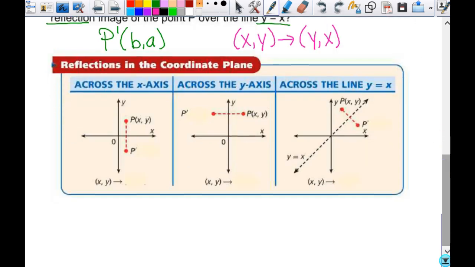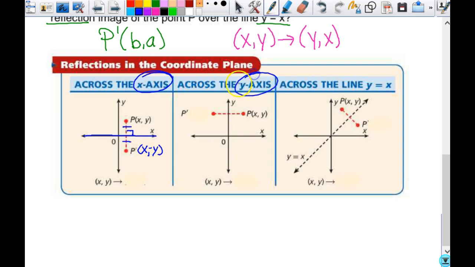All right, so now let's just sum this up here. If I'm going to reflect across the x-axis, then here's my line of reflection. It is perpendicular to the segment that's created here, and it bisects this little segment. When you reflect in the x-axis, the x value remains the same, and the sign on the Y changes. If it's negative, it's now positive. If it's positive, it's now negative.